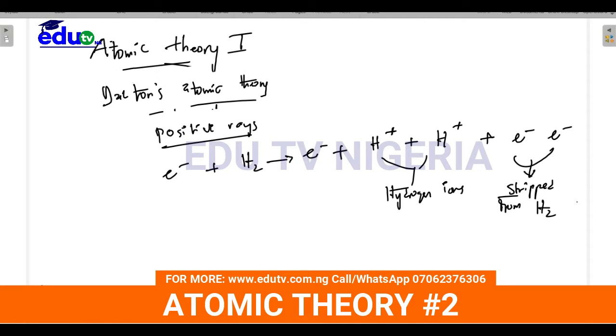This discovery by Thomson showed that there are also positive rays, called protons, and the lightest positively charged ray was that of the hydrogen ion, the hydrogen atom that has lost an electron. This brought about the electrons and the protons of an atom, totally nullifying Dalton's atomic theory.